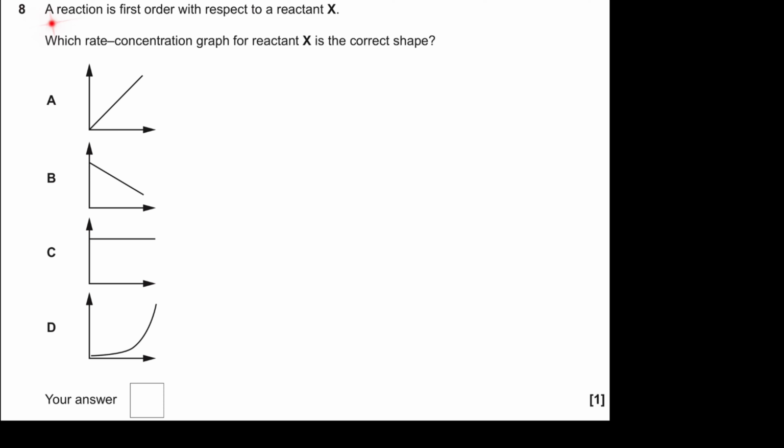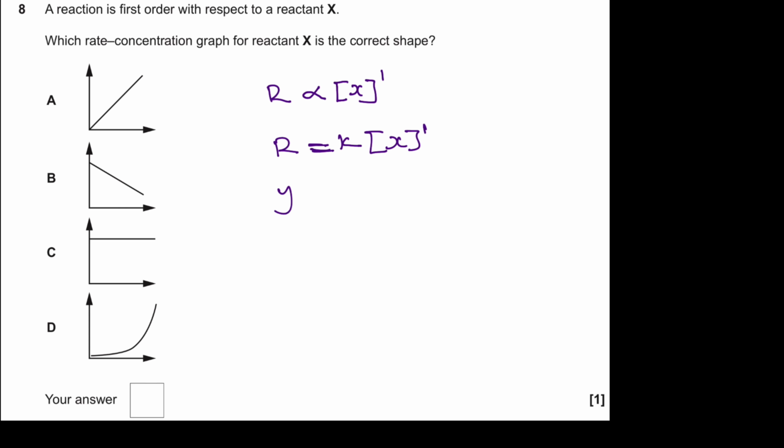Question 8. A reaction is first order with respect to reactant X. Which rate-concentration graph for reactant X is the correct shape? For a first order reaction, we're looking for rate. We know it's going to be directly proportional to the concentration of X, and it's first order, which is to the power 1, which means rate equals k times the concentration of X to the first order.